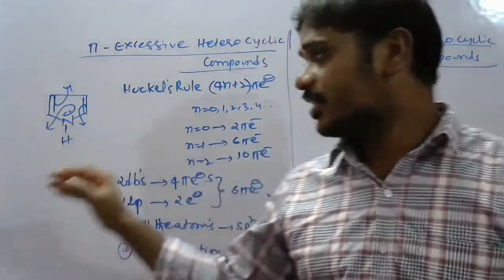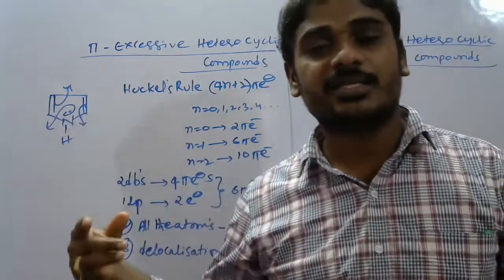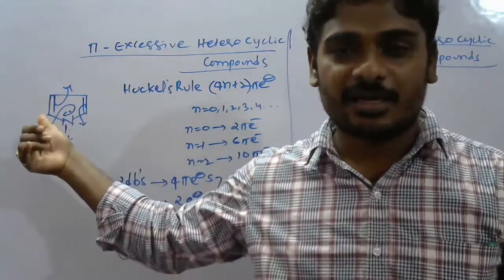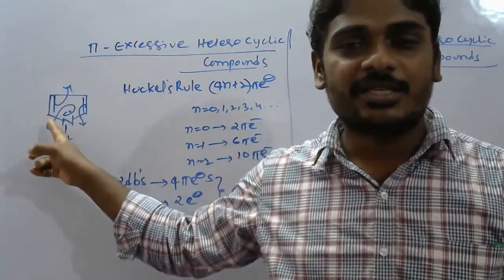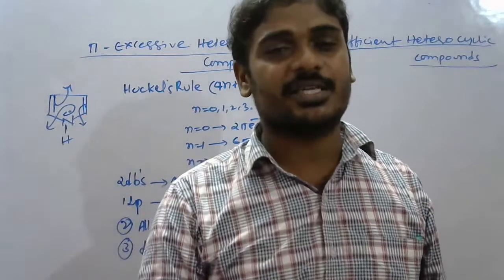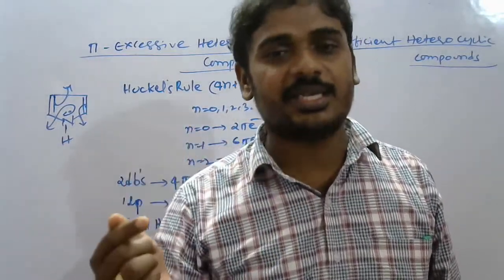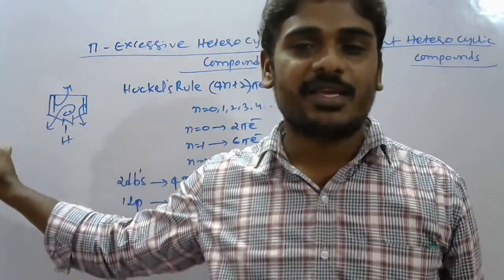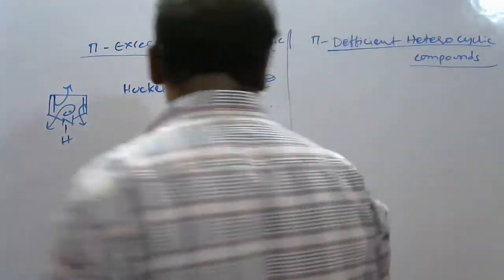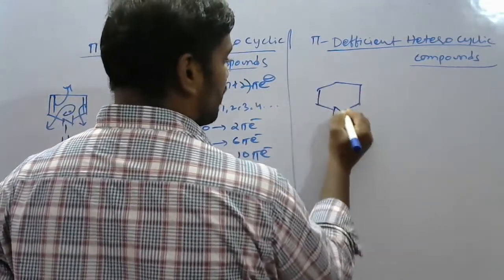Otherwise, what happened here? The lone pair of electrons is involved in the delocalization. Why? It is required for the delocalization of electrons, and this lone pair of electrons is also required for the aromaticity condition. So in this case, the lone pair of electrons is present inside the ring. Therefore, this ring is a pi excessive aromatic heterocyclic compound. For example, in this other case, a pi deficient aromatic heterocyclic compound.